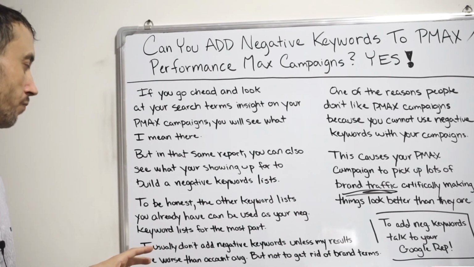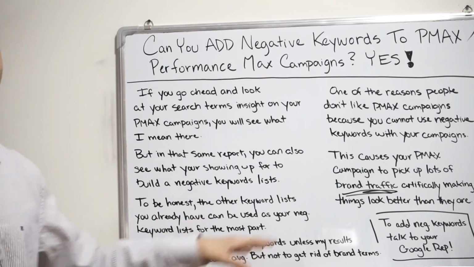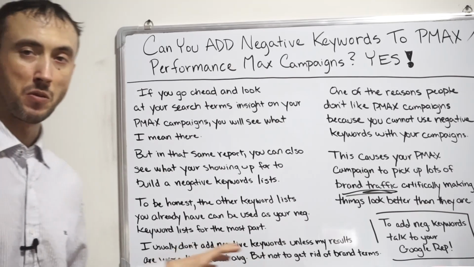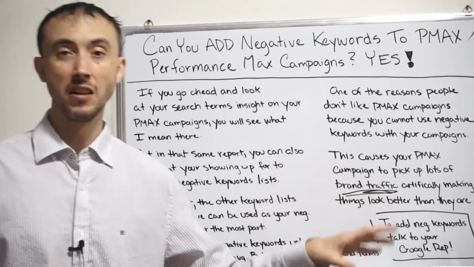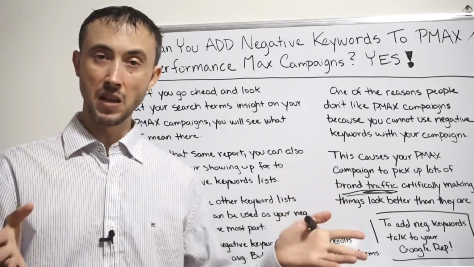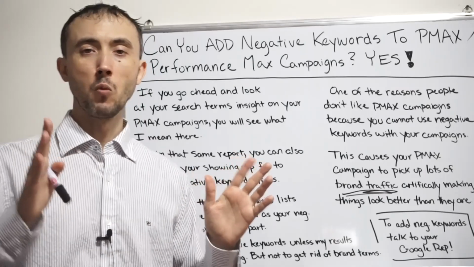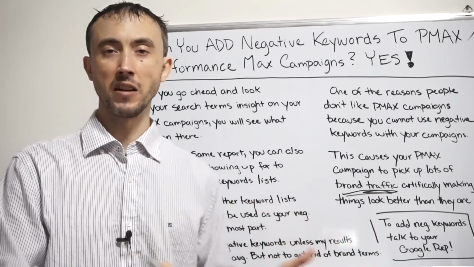So anyway, with that said, if PMAX campaigns aren't doing so well, you could try adding the negative keywords. Otherwise, I would not mess with it. In other words, I'd let it ride. So depending on where you're at with the performance, it'll be the determiner of whether or not you're going to add negative keywords to your PMAX campaign or not.